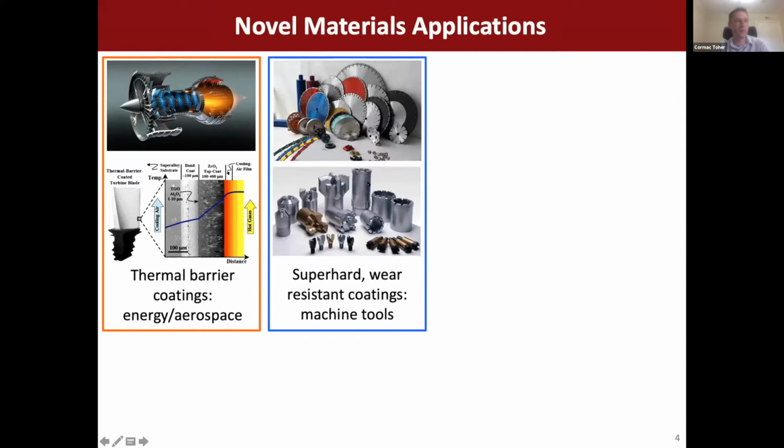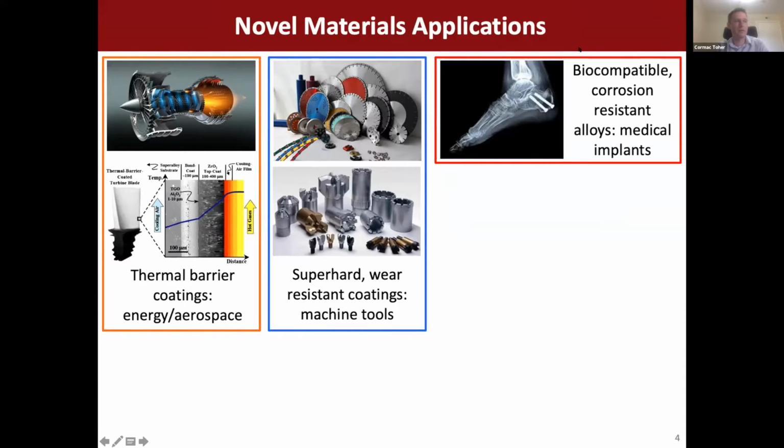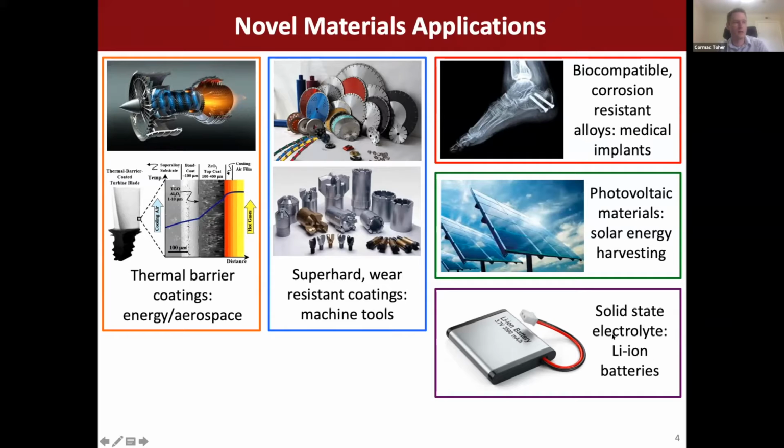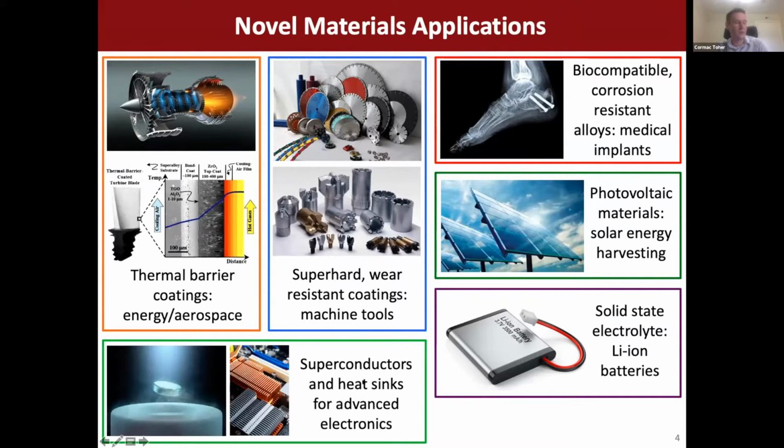Some other examples: we're looking for super hard materials for things like machine tools, for cutting tools, for coatings on top of things, wear resistant coatings. We also have been looking for biocompatible corrosion resistant alloys for medical implants, photovoltaic materials for solar energy harvesting, solid state electrolytes for things like lithium-ion batteries. We've also done some work looking for superconductors, or, for another application that you can use our data for, things like heat sinks for advanced electronics.